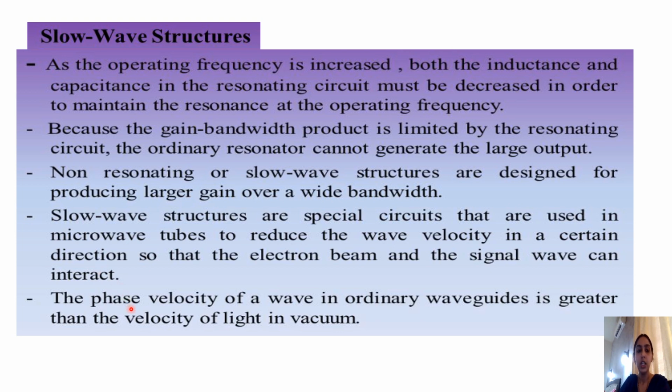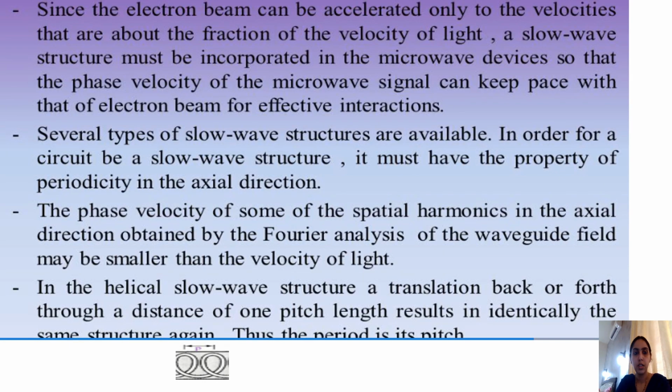Because the electron beam and the RF signal interact for a longer period, we get a large amplified output. Usually, the phase velocity of a wave in an ordinary waveguide will be almost equal to the velocity of light or greater than the velocity of light in vacuum. But when we introduce the slow wave structure, the velocity of the wave in the waveguide gets reduced. It becomes lesser than the velocity of light in vacuum. So basically the slow wave structure is incorporated to reduce the phase velocity of the microwave signal so that we can have more interaction of the microwave signal and the electron beam for signal amplification.